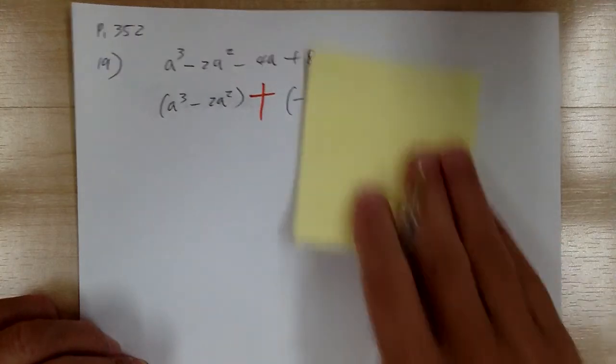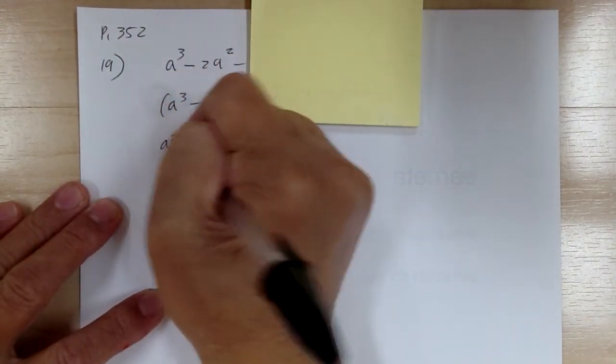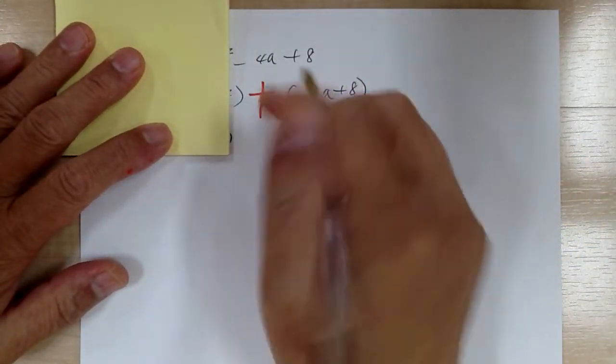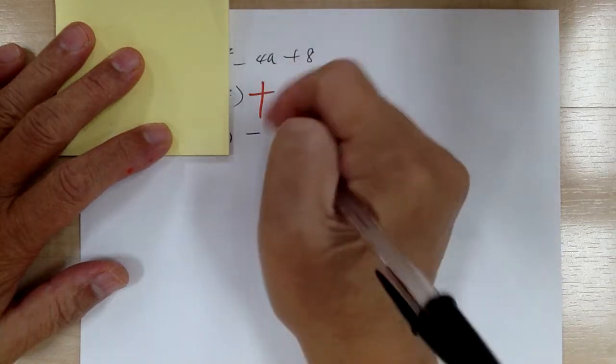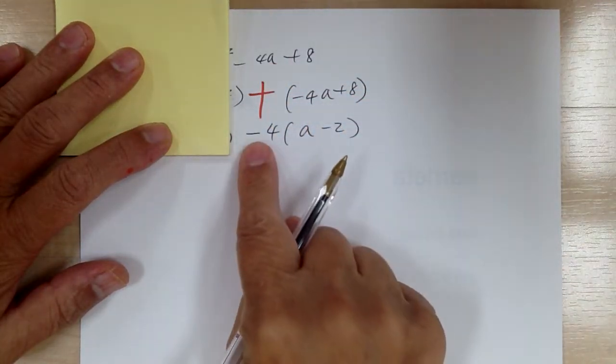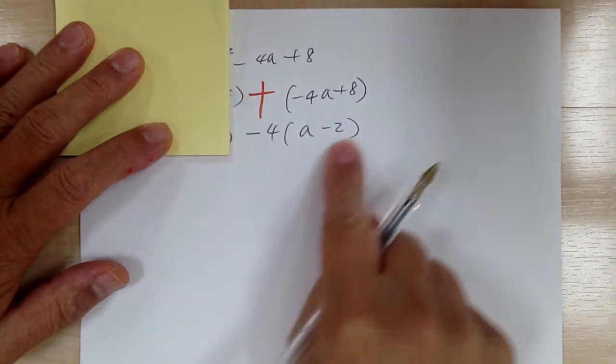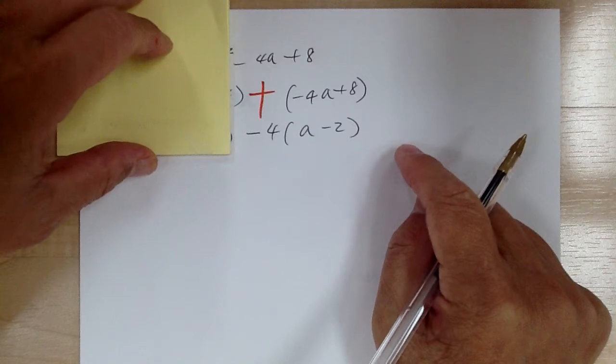Okay, so the first half, you can factor the a squared, so you get a minus 2. The second half, there's a negative, so you have to factor the negative, and 4 and 8 can factor the 4. So you're going to get a minus 2. Again, double check. Negative times negative gives you positive. 4 times 2 gives you 8. So always check, make sure your factoring is correct.